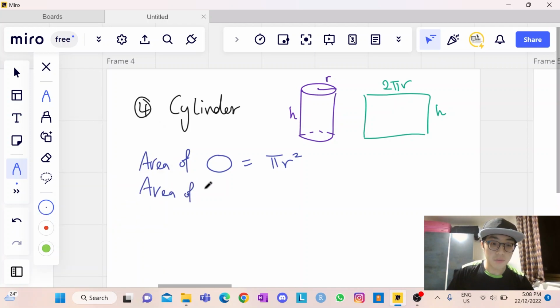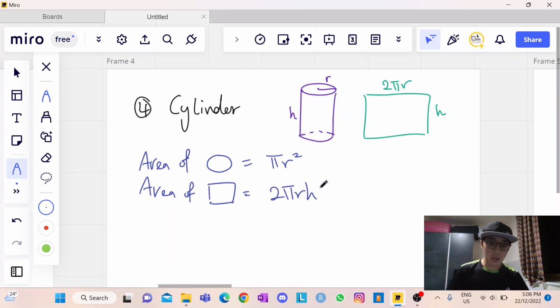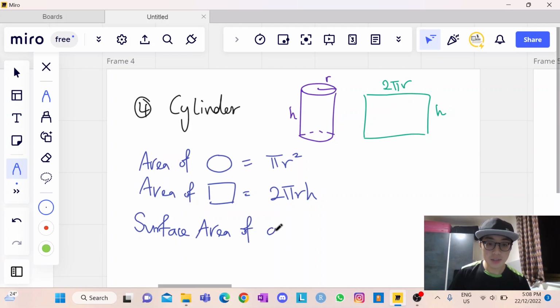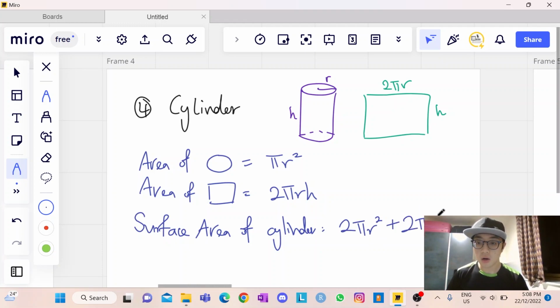The area of this part right here is actually 2 pi r multiplied with h, right? It's actually just that. So the surface area of a cylinder is just 2 pi r squared plus 2 pi r h.